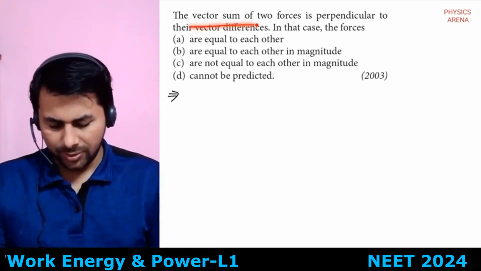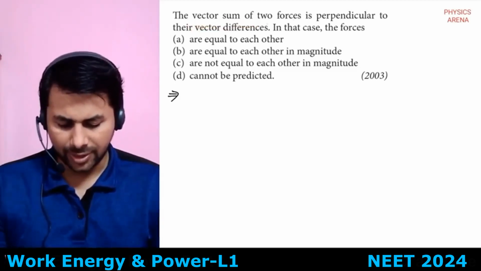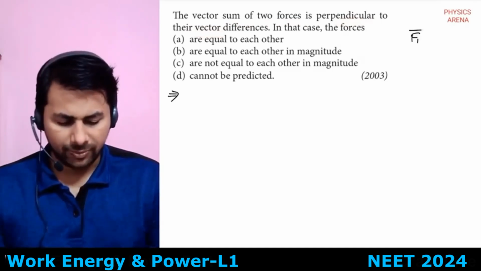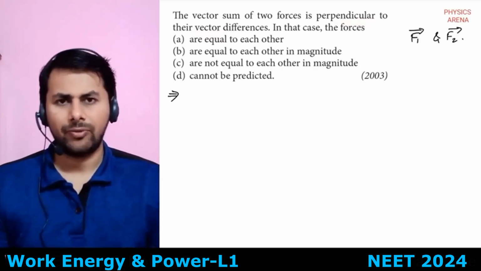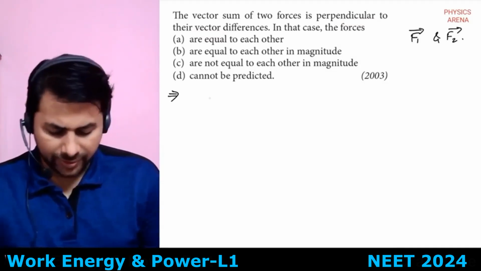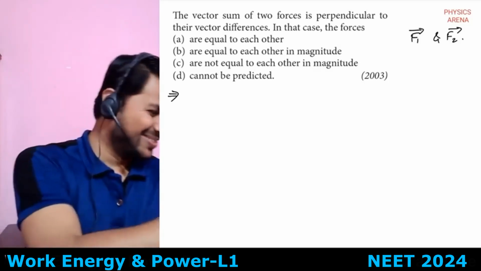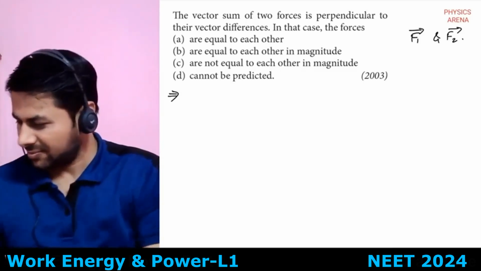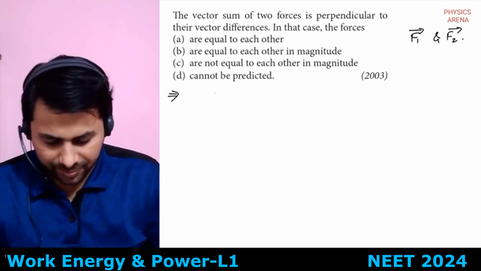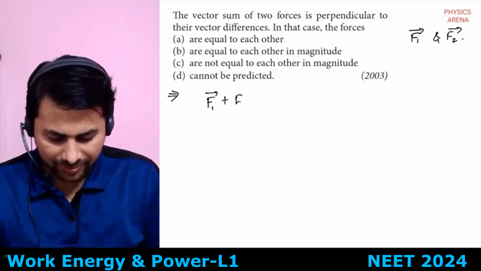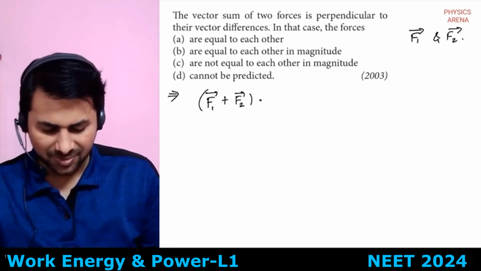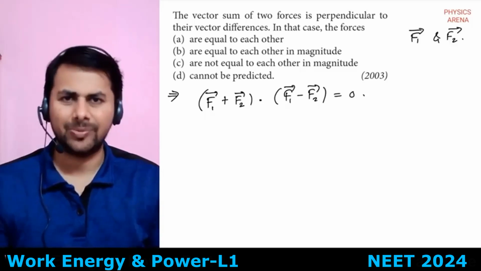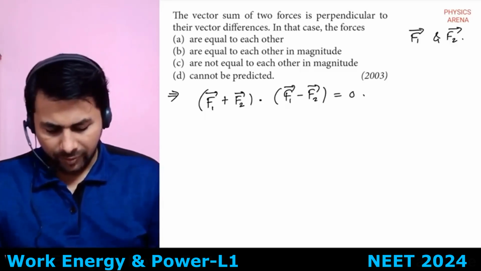What is given here? You have two vectors, their vector sum. Vector sum of two forces is perpendicular to their vector difference. So let's take two forces, F1 bar and F2 bar. What's given? F1 bar plus F2 bar dotted with F1 bar minus F2 bar is equal to 0. Vector sum is perpendicular to vector difference. Okay. Then what will be?